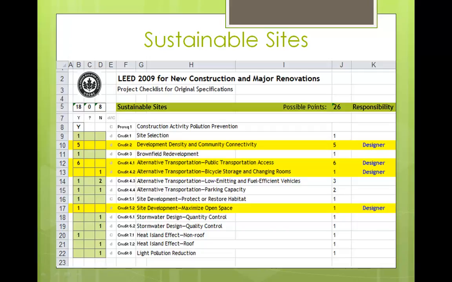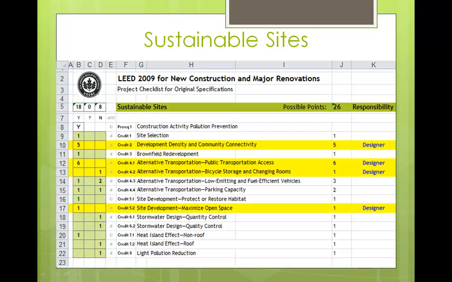Alternative Transportation, Public Transportation Access, credit 4.1. The project meets this credit from the original design by following option 2, bus stop proximity. The project has one or more bus stops for 2 different bus lines located within a 1/4 mile walking distance measured from the main building entrance.